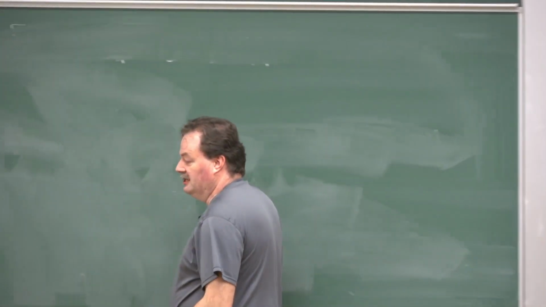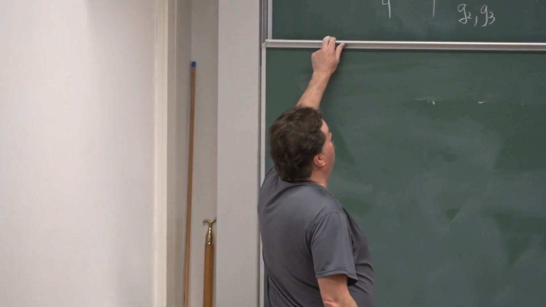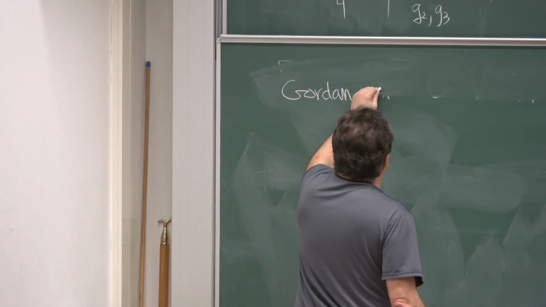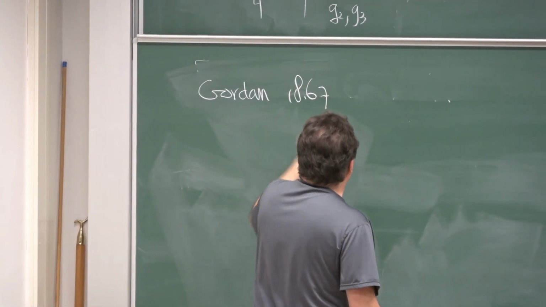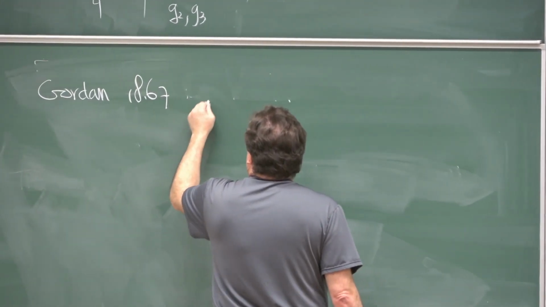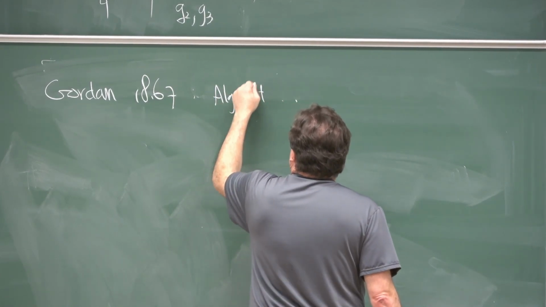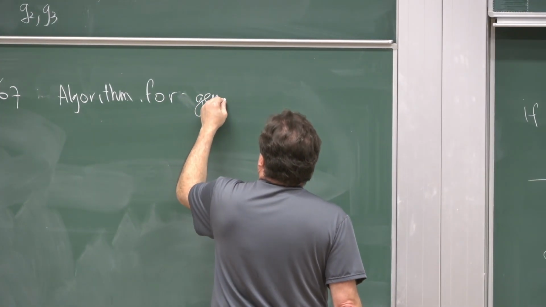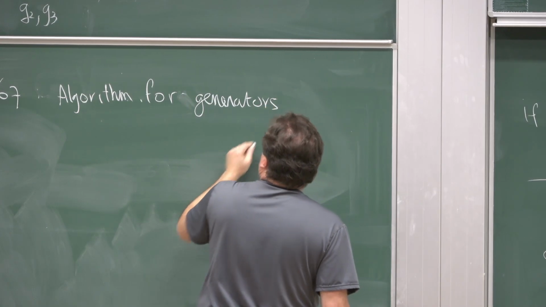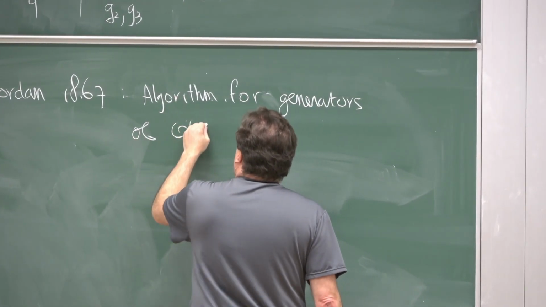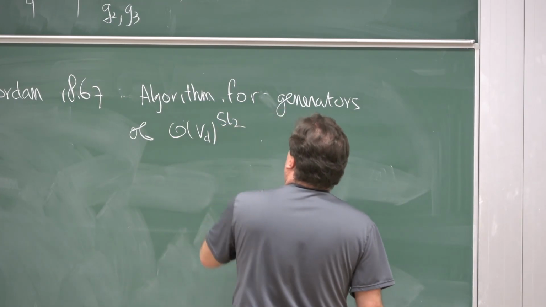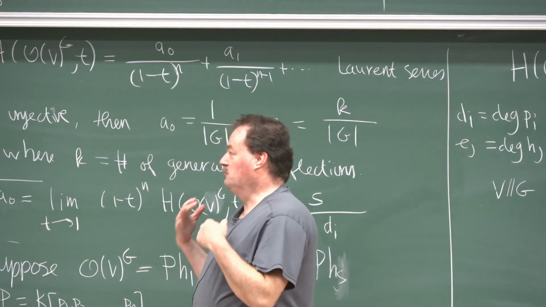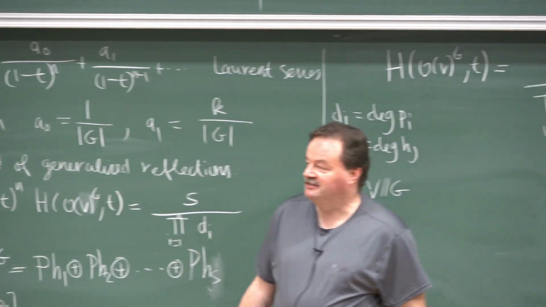So actually, even before Hilbert, there was an algorithm for binary forms by Gordan in 1867, an algorithm for generators of the coordinate ring, of the invariant ring. And in fact, it's even more general than that. It's also an algorithm for finding so-called covariants, but I'm not going into that.